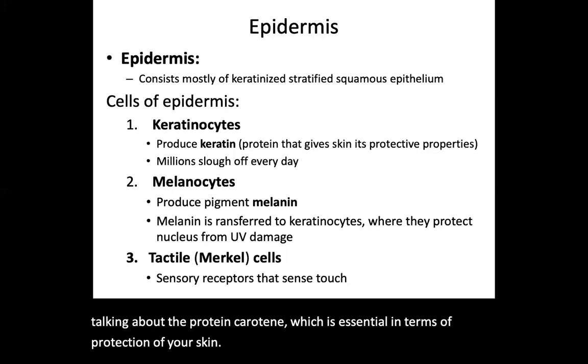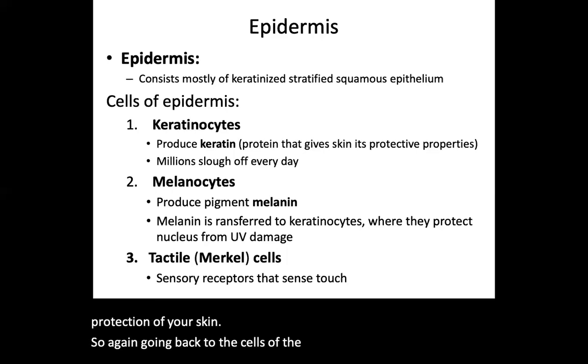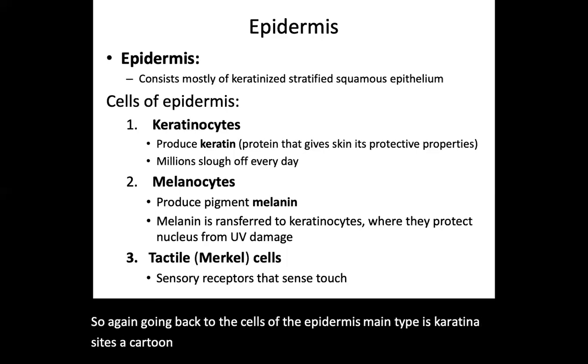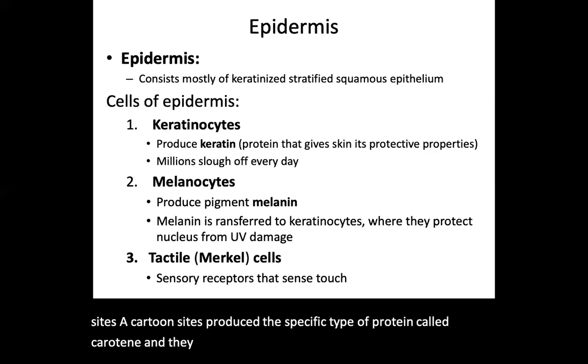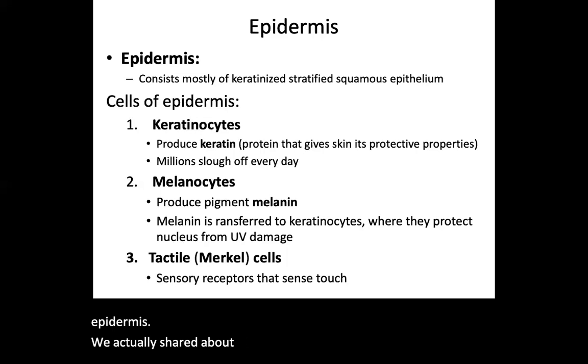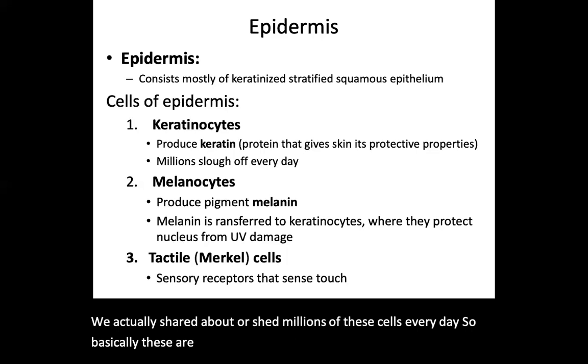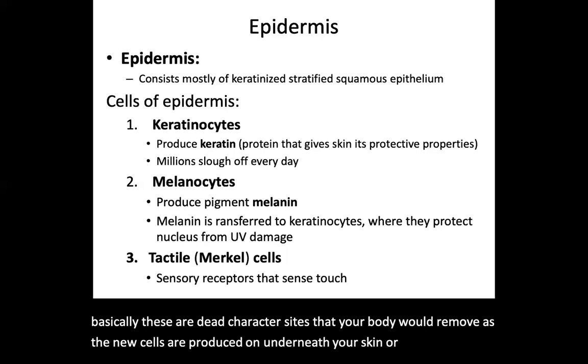So again, going back to the cells of the epidermis. The main type is keratinocytes. Keratinocytes produce the specific type of protein called keratin, and they are literally the majority of what we identify as epidermis. We actually shed millions of these cells every day. These are basically dead keratinocytes that your body removes as new cells are produced underneath, at the bottom of the epidermis.